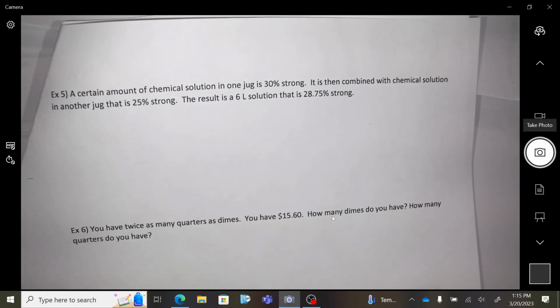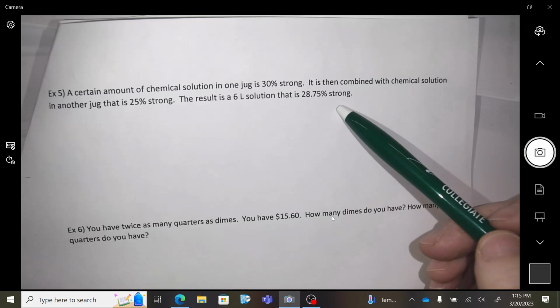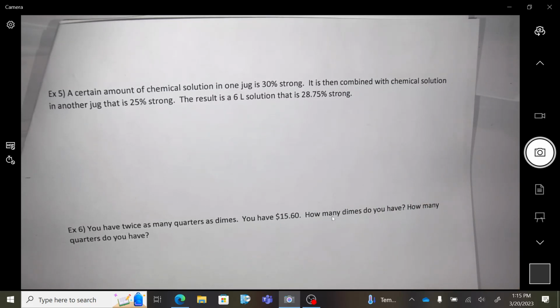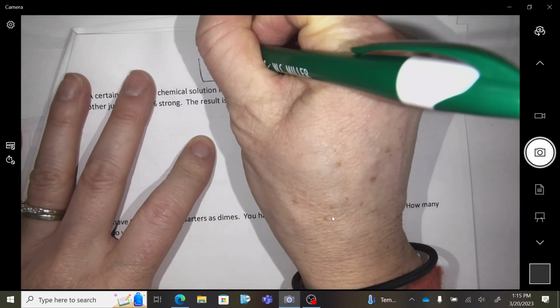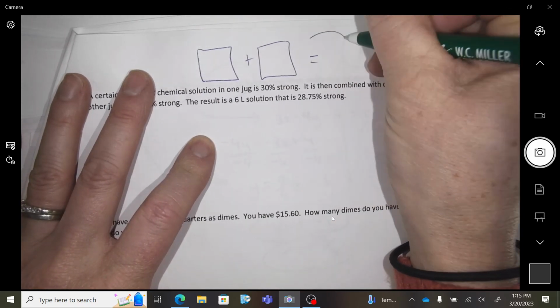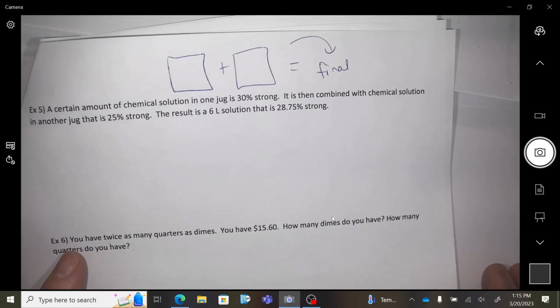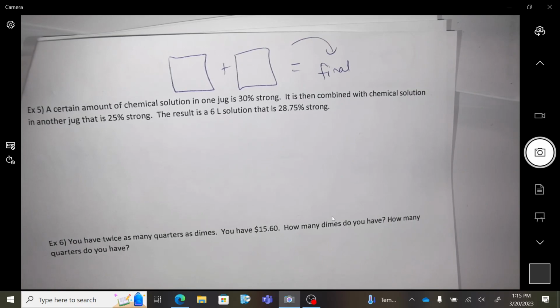So, word problem: a certain amount of chemical in one jug is 30% strong, and then it's combined with some chemical from another jug that's 25% strong, and it ends up being a 6-liter solution that is 28.75% strong. Okay, so we have 2 jugs, and then we combine them to get a final. That's kind of the idea, right? We have 2 jugs mixed.